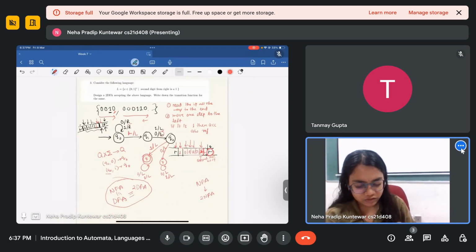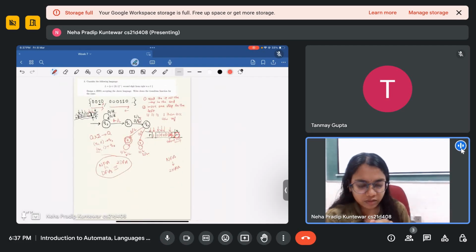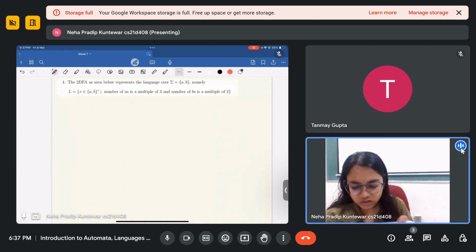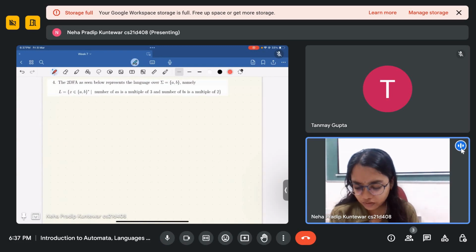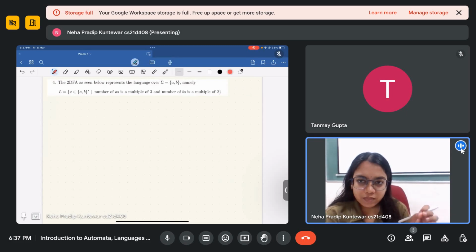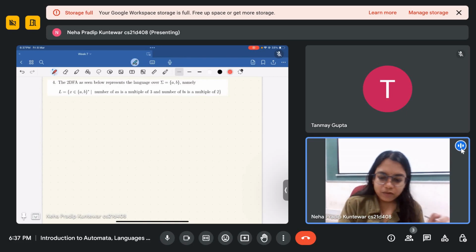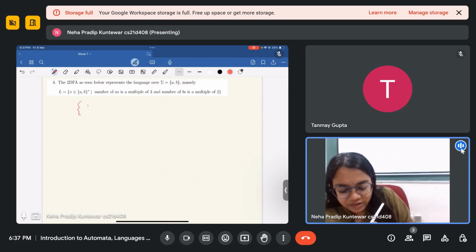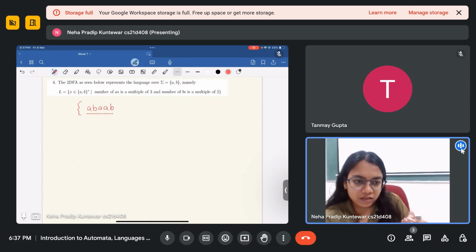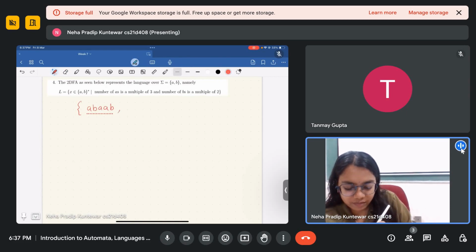So we will see one more example about 2DFAs. Here you want to design a 2DFA for the language which is the set of all strings such that the number of A's is a multiple of 3 and the number of B's is a multiple of 2. Just as an example, A, B, this would be in the language, but for example, this would not be.